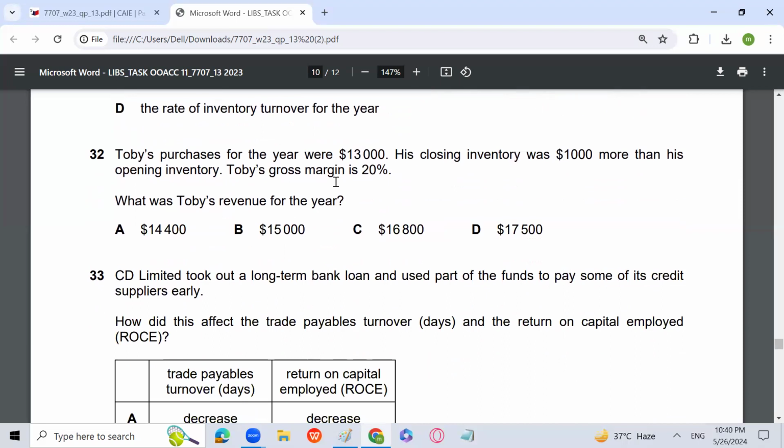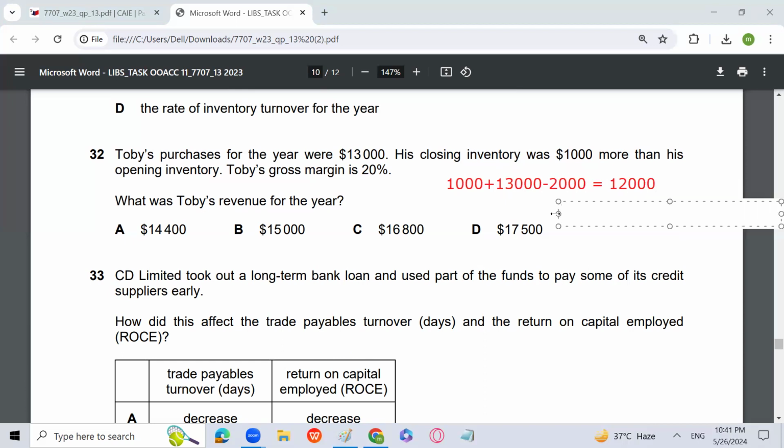Toby's purchases for the year were 13,000. His closing inventory was 1,000 more than his opening inventory. Toby's gross margin is 20%. What was Toby's revenue for the year? Margin is 20% and we have to find revenue. You can take an example. Let's suppose that opening inventory is 1,000, plus purchases 13,000. Then closing inventory is going to be 2,000. So 12,000 is going to be the cost of sales.